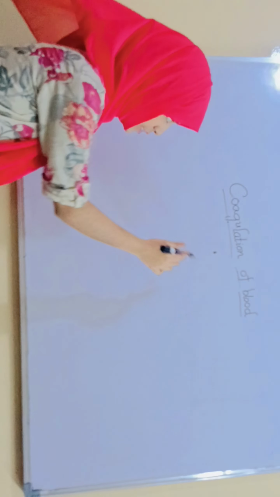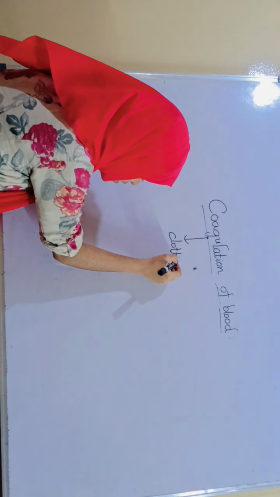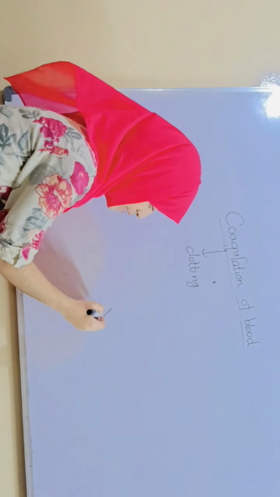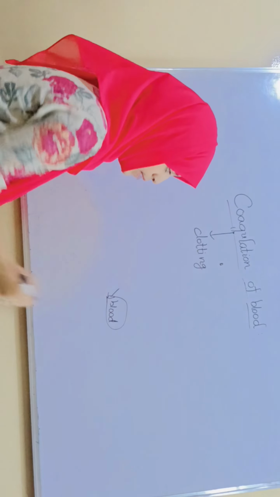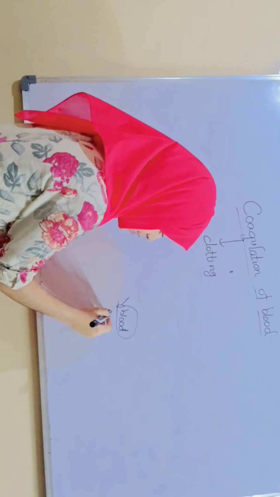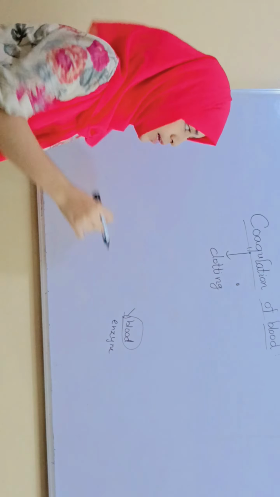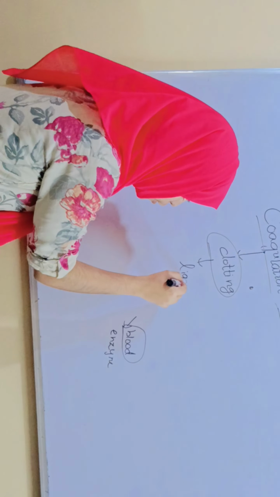This is coagulation of blood. Coagulation means clotting of blood. Suppose you get injured by some activity, your leg swells with blood. At that time one enzyme is present that helps the blood to clot. Clotting means liquid form to solid form.